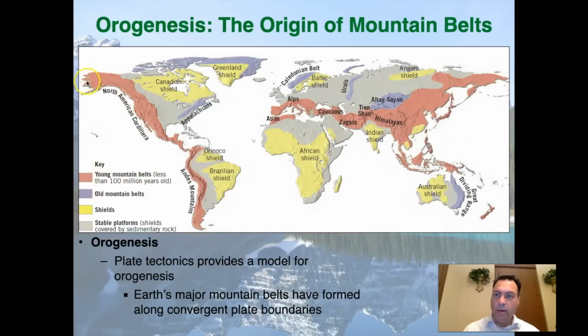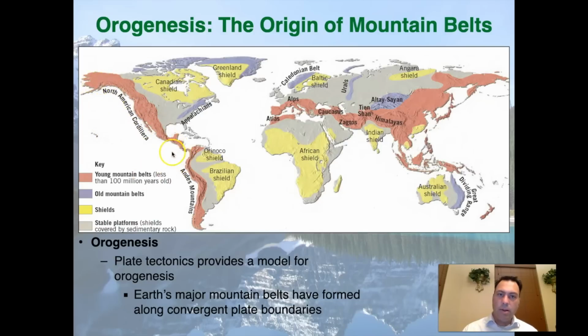So here we have red going from Alaska all the way down the west coast, right through Central America into South America, and all the way down to the tip of South America. These are young mountain belts, less than 100 million years old. These are the famous Andes Mountains. These are the North American Cordillera up here, which extend all the way from Alaska into Mexico.